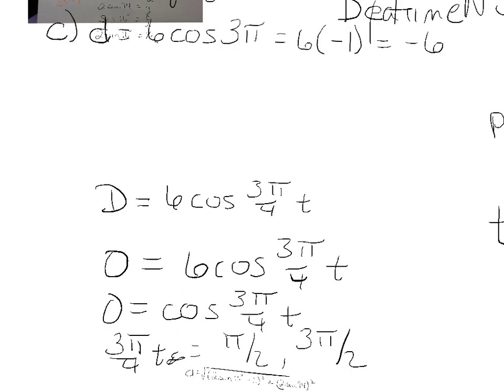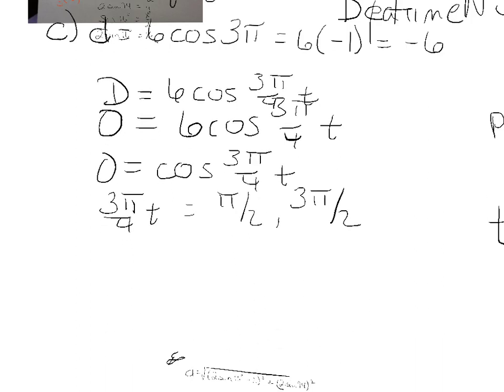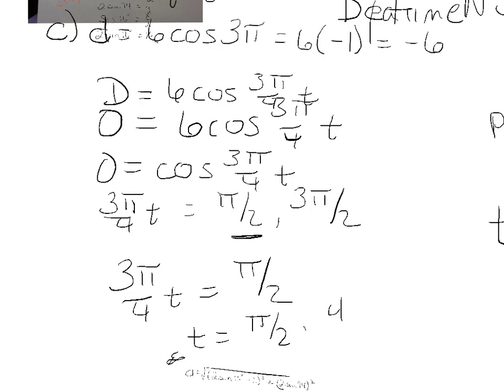If we're going to use pi over 2, 3 pi over 4t equals pi over 2. So we can multiply by 4 over 3 pi. The pi's cancel, and we get time is 2/3 units, whatever the time is. Okay, so time is 2/3.